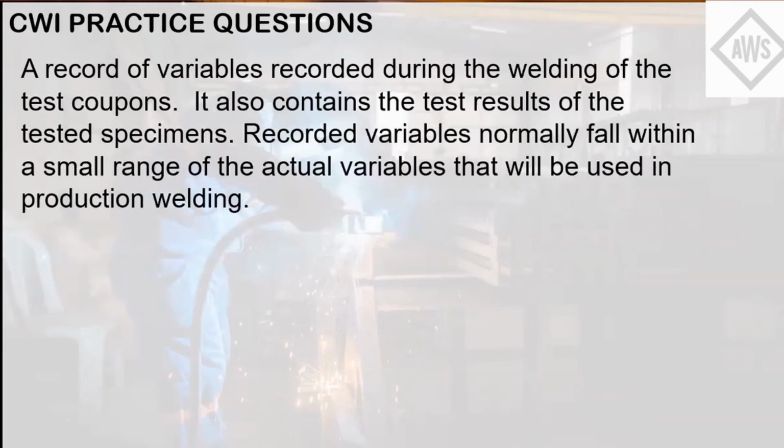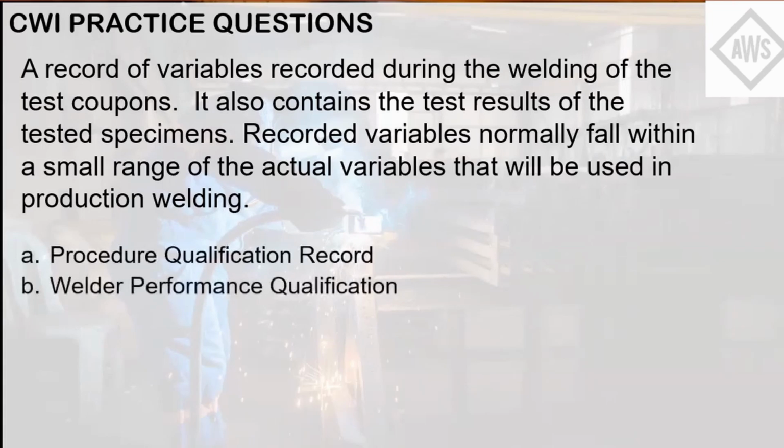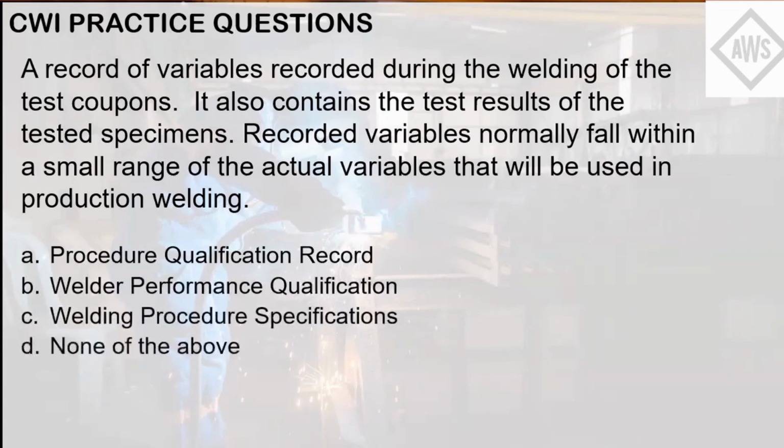Next question. A record of variables recorded during the welding of the test coupon. It also contains the test results of the tested specimen. Recorded variables normally fall within a small range of the actual variables that will be used in production welding. So this question also pertains to the pertinent welding documents that are used at site for the welders and welding inspectors alike. So letter A, procedure qualification record. B, welder performance qualification. Letter C, welding performance specification. Or letter D, none of the above.